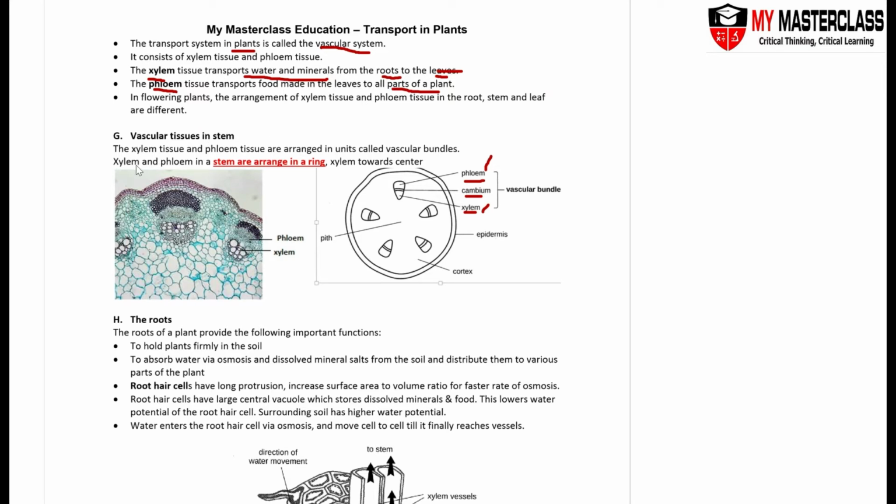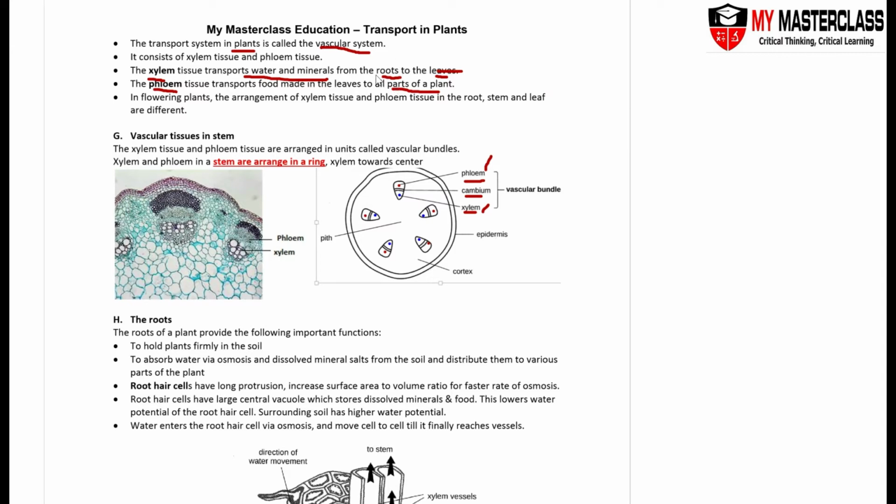When we look at the stem structure, you are supposed to know where the labeling is supposed to be. Notice that your phloem is located at the outside region, whereas your xylem is located at the inner region here. Note the line represents the cambium, but the inner part here is the xylem. So that is the xylem itself.